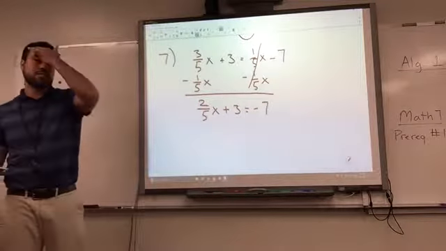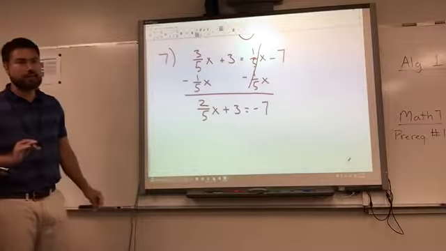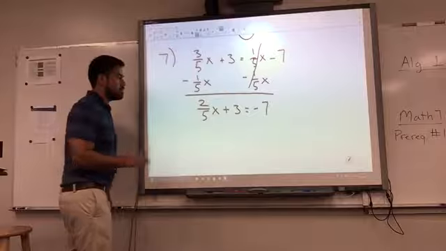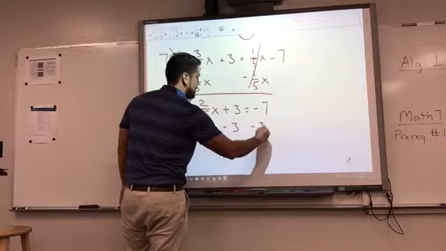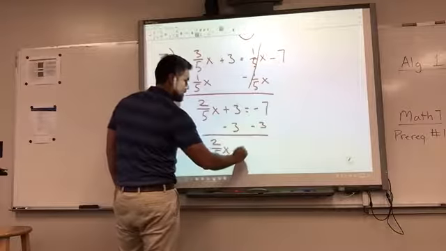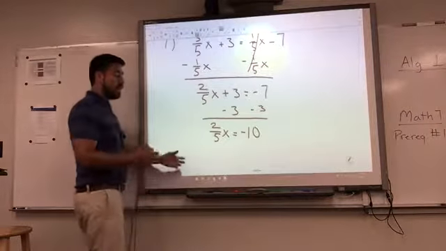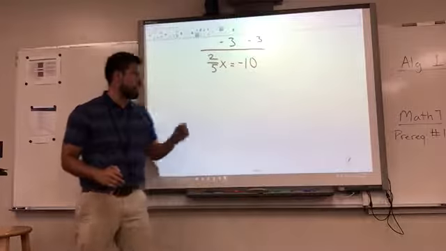And then this is a two-step problem, or multi-step equation, however you want to say it. What would you do next here? Subtract 3 from both sides. You're left with 2/5 x equals -10. And then what would be my last step here? And again, here you have flexibility. You can say this or that.